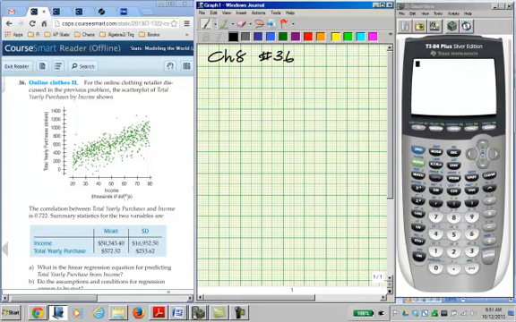We have a linear association. It's certainly not curved and it's not random. We don't have any outliers that we're going to worry about.